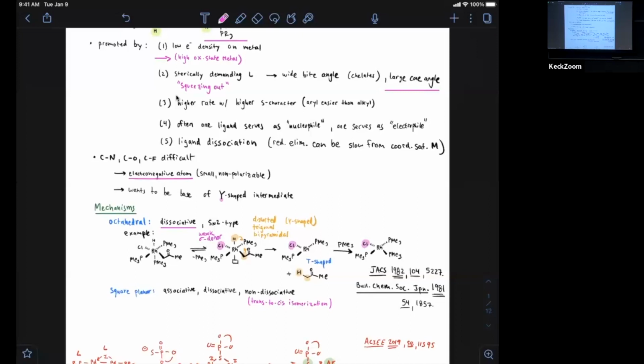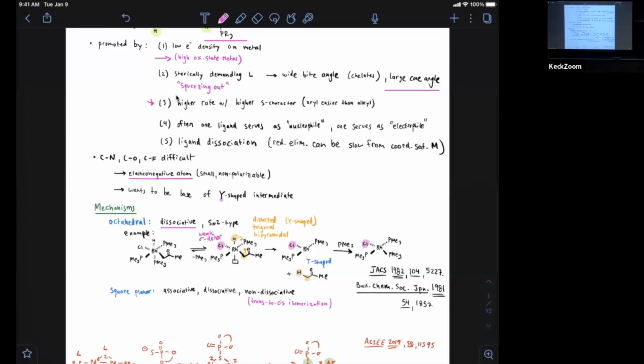One point I want to highlight here is that if we're talking about the groups that are undergoing reductive elimination, it tends to be more favorable, which I think is intuitive if you think about this from first principles. It tends to be more favorable when those ligands that are being squeezed out have higher S character, have more spherical orbitals. Why is that?